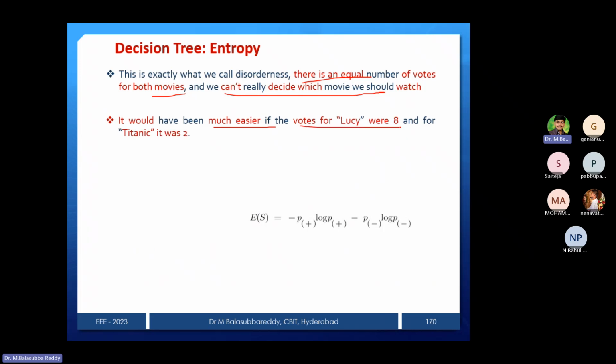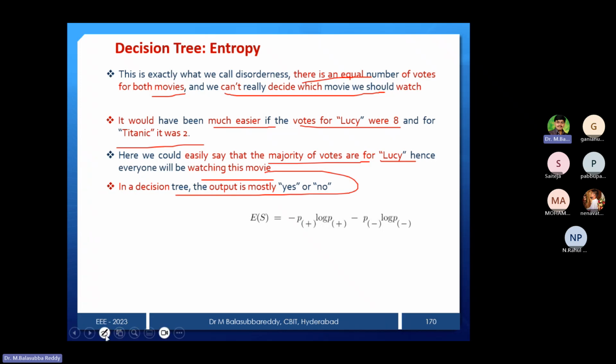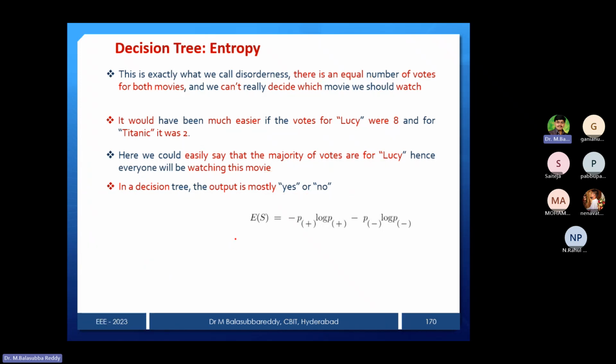If the votes for Lucky are 8 and the votes for Titanic are 2, or vice versa, if there is a majority, then we can easily say the majority vote is for Lucky and we'll go for Lucky. In a decision tree, the output is mostly a yes or no concept. So what is yes or no? Suppose we want to go for a movie. One question may arise: which movie?